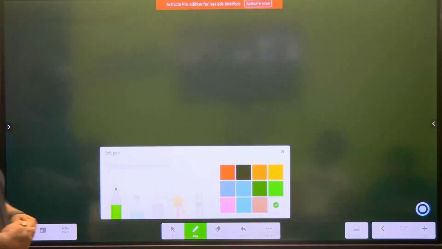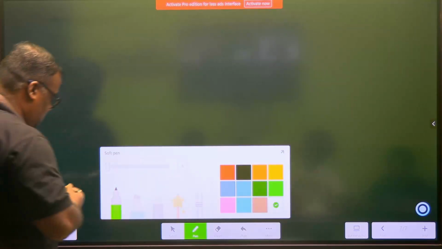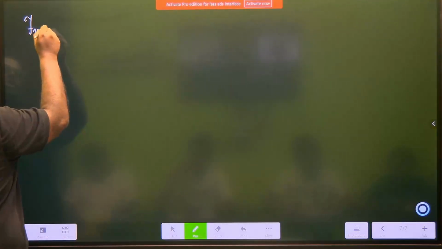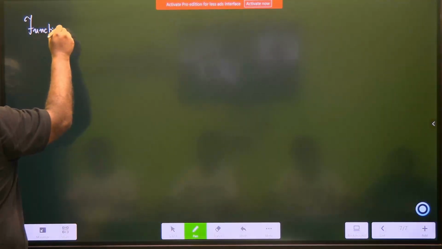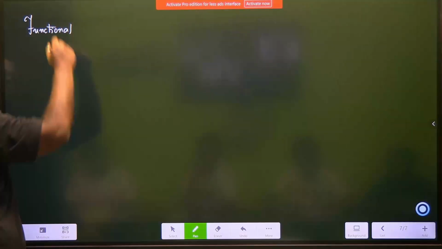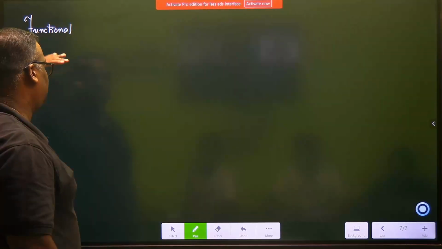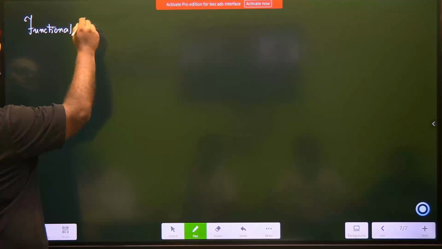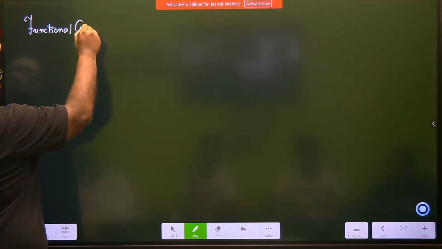Okay. So we have just a little bit of recap. We have entered into the zone of functional groups. What are functional groups? A group of atoms which decide the reactivity of a particular organic compound or a hydrocarbon series. Okay, so functional groups.